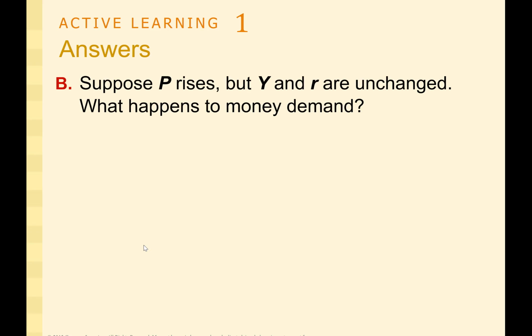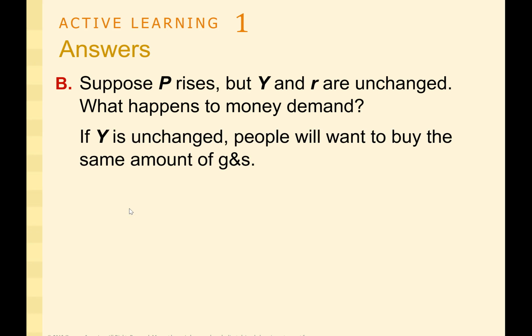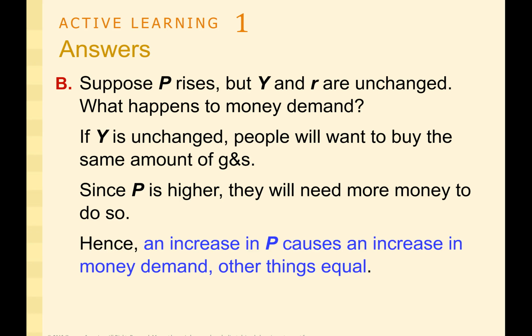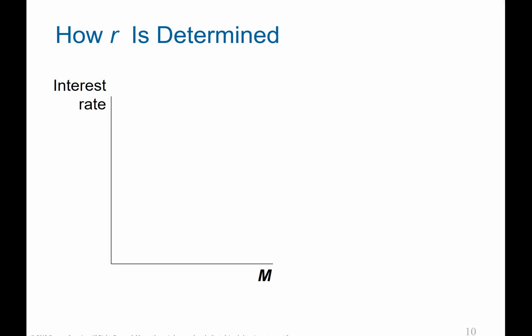All right, so B tells us that we're going to imagine that the price level rises, but income and the interest rate are unchanged. What happens to money demand? Well, if income is unchanged, people are not going to make any change in their purchasing. They're going to buy the same amount of goods and services. Since the price level is higher, they're going to require more money to make these transactions. So we can see the connection pretty easily here. An increase in the price level causes an increase in money demand, all other things equal.